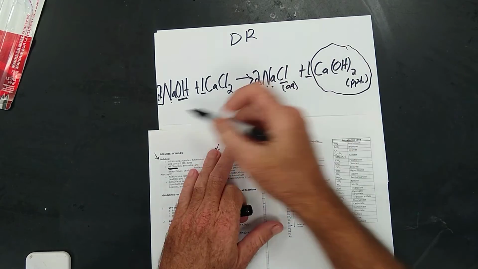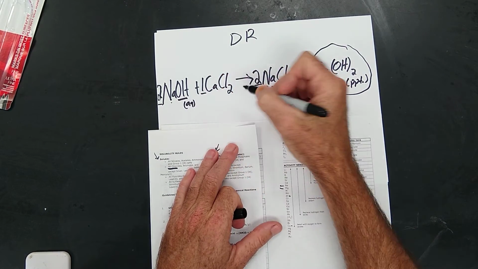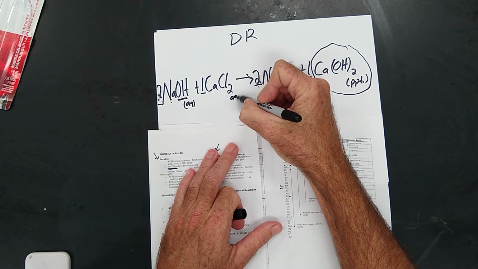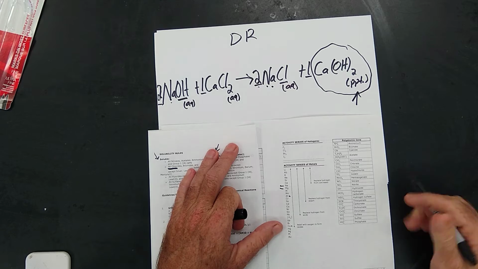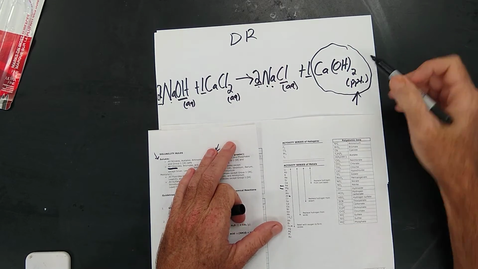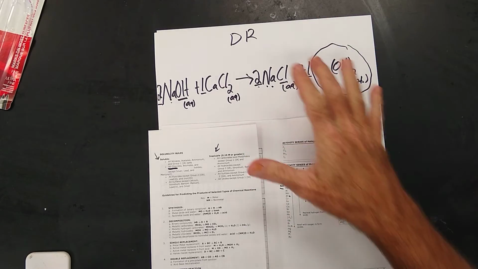So you're going to balance the equation. Then I want you to go through and label everybody that's aqueous. Everybody's going to be aqueous except for the precipitate. Circle the precipitate and label it as the precipitate. I hope that makes sense. That's pretty straightforward.